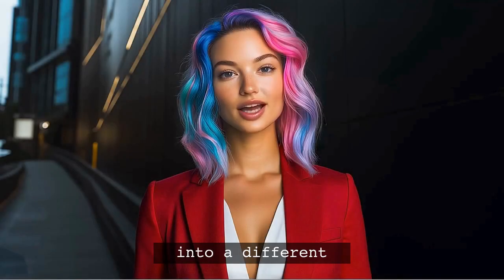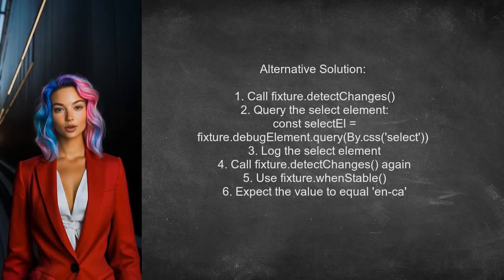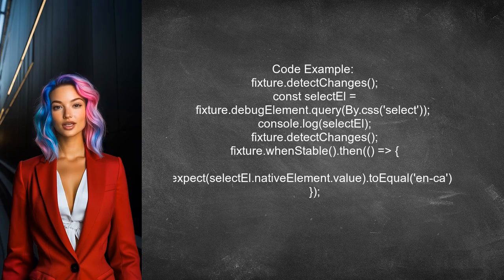Now, let's dive into a different answer from another user. An alternative solution provided by another user suggests a straightforward approach. First, call fixture.detectChanges to ensure the component is updated. Then, query the select element using fixture.debugElement.query. After logging the select element, call fixture.detectChanges again. Finally, use fixture.whenStable to wait for any asynchronous tasks to complete, and then check if the select element's value equals the default locale, en-CA.